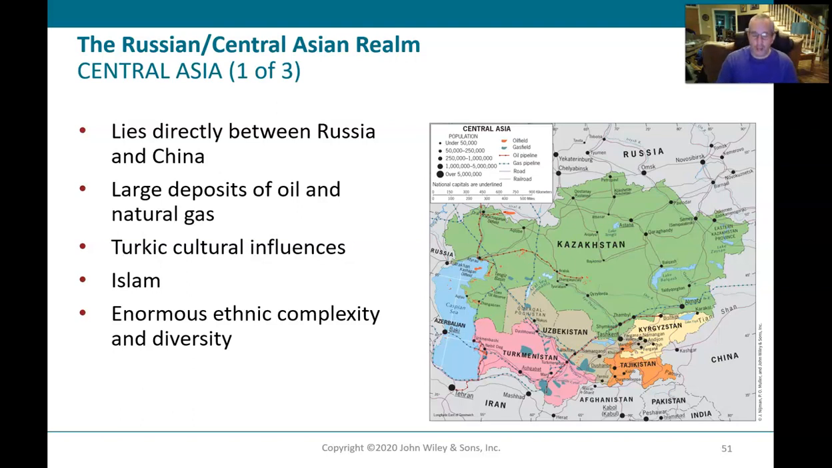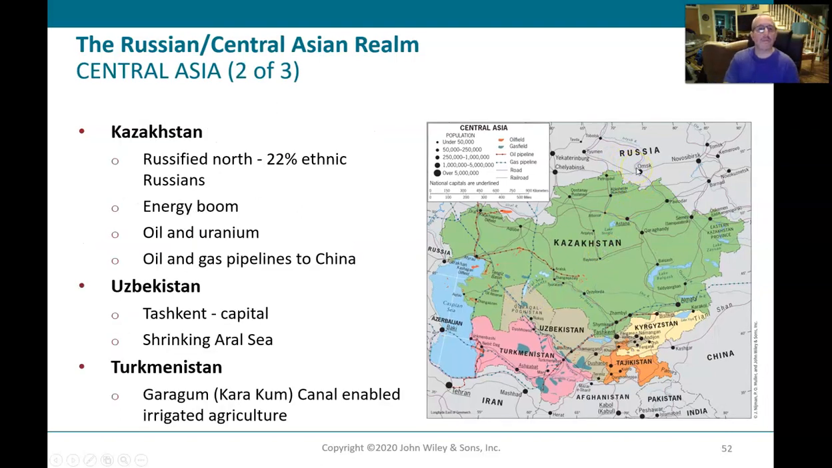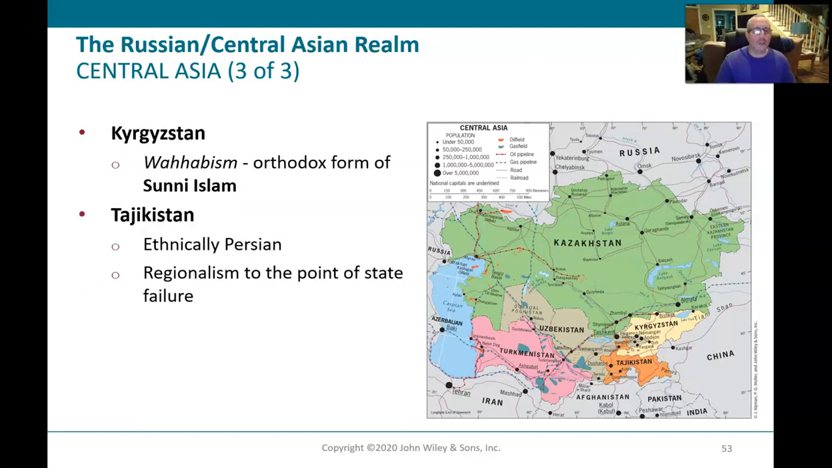And here are your Central Asian countries that I've already mentioned several times. There's a lot of ethnic complexity in this area. It's primarily Muslim. It's going to have Turkic influences, which means from Turkey and the Middle East. And it's more closely related, the people and the culture, to your Iran, Afghanistan, Pakistan type countries rather than Russia. And here are some of the specifics about each of the countries and what they have or do well with regards to resources.